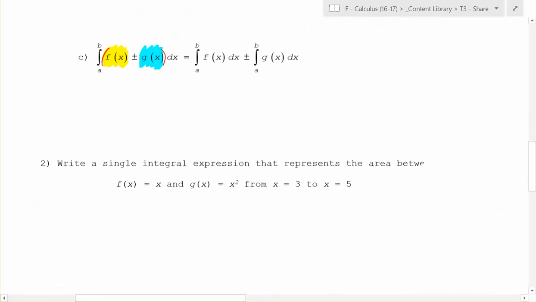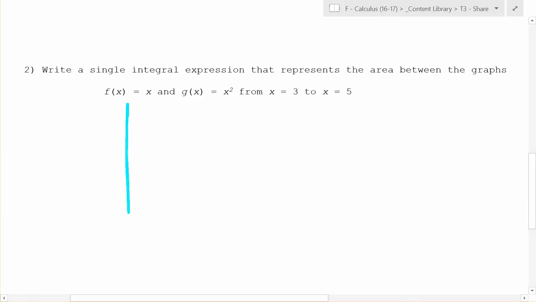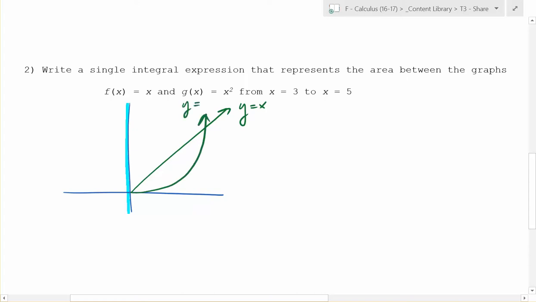Okay, so let's take a look. What does f of x look like? Oh, let's not actually use that. So let's say, what does y equals x look like? Well, that equals this, right? What about y equals x squared? There's y equals x squared, right? Correct?